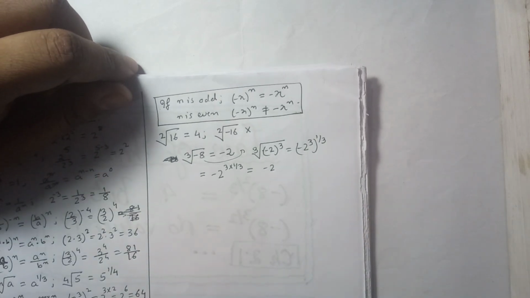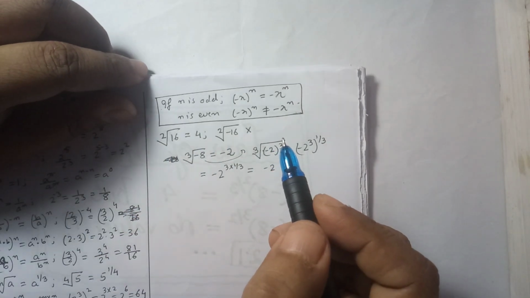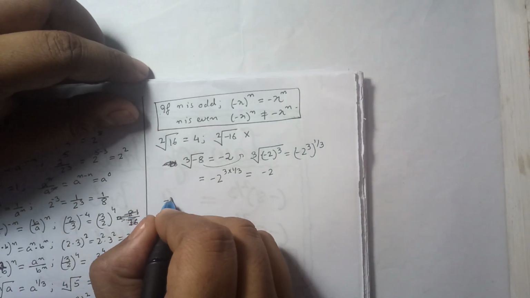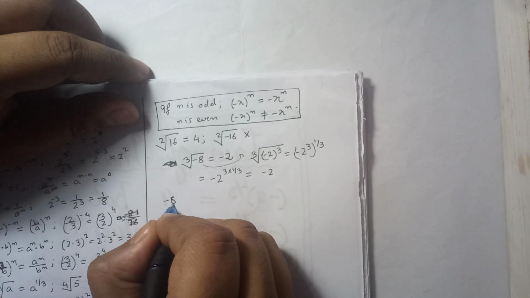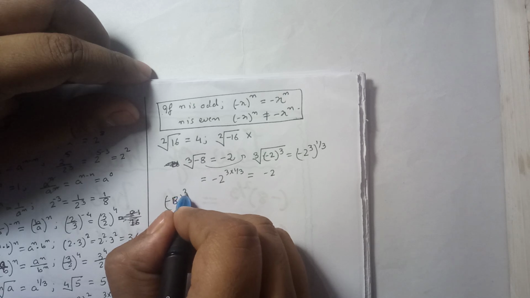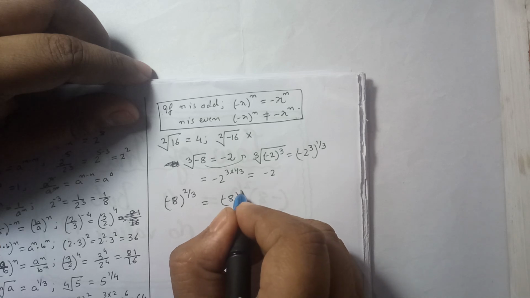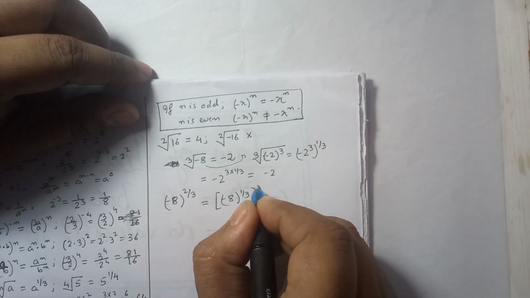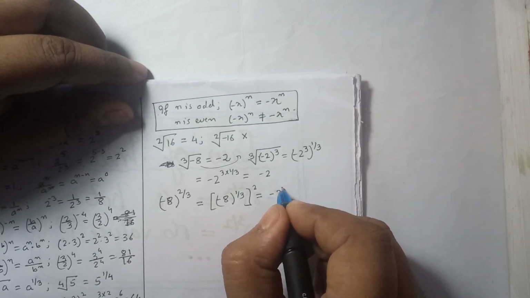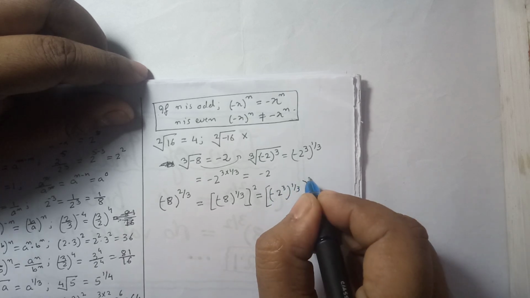Now if I say minus 8 to the power of 2 by 3, what does it mean? It means minus 8 to the power of cube root, to the power of square. And this is (-2)^3 to the power of 1/3, to the power of square.